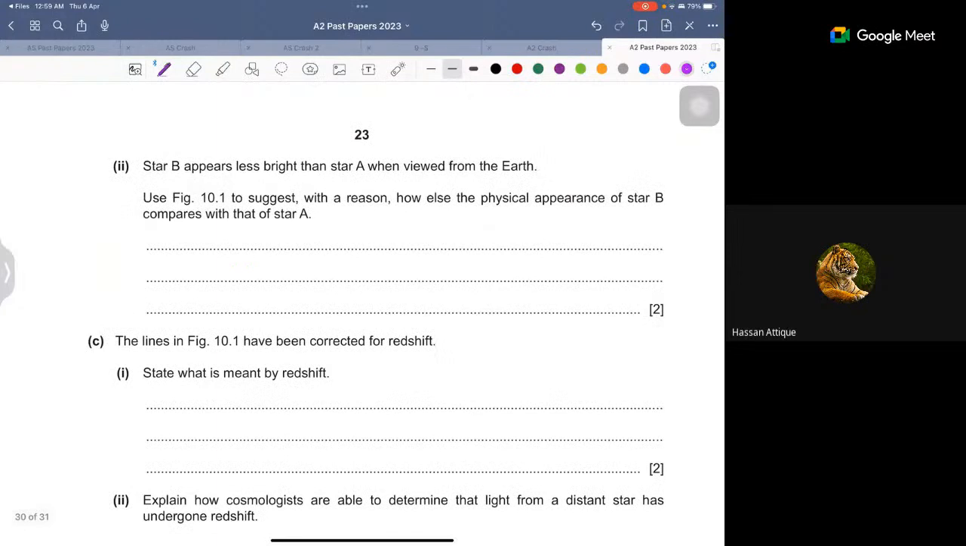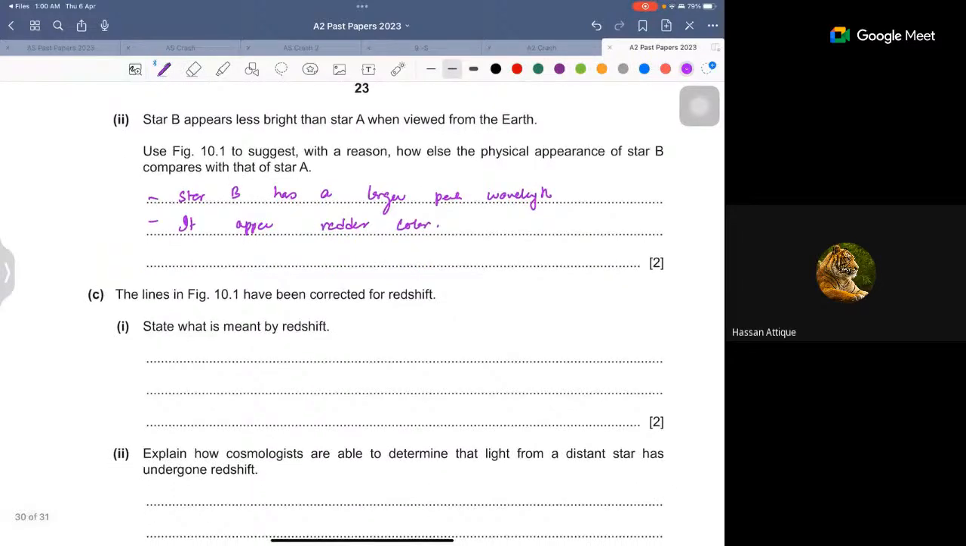Then it says star B appears less bright than star A when viewed from Earth. Why? If it's less bright, it's because the temperature is lower as well, right? So we're going to say star B has a larger peak wavelength, so it appears a redder color. That's a better word, because obviously it would be darker in shade.